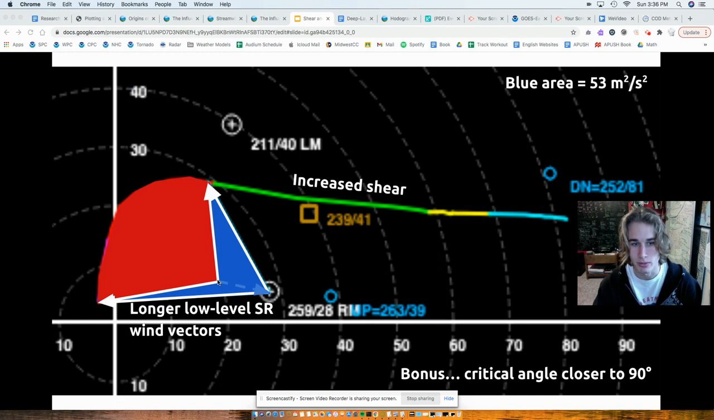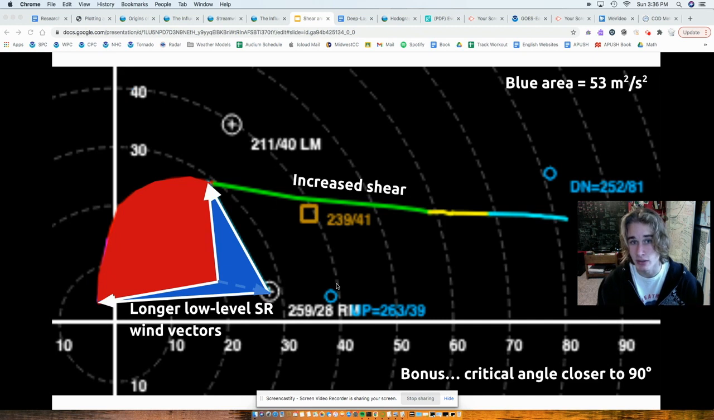And what happened here was that as we increased our 0 to 6 kilometer shear, our storm motion increased in both a ground relative sense and a low level wind relative sense, which is perhaps the more important of the two, because as we increased our 0 to 6 kilometer shear, our storm motion became more removed from those low level winds, and thus the area between the storm motion and the top of the effective inflow layer and the surface grew.